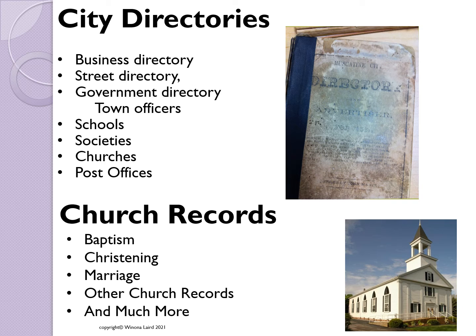Directories usually came out every 1 or 2 years. The format and contents vary from location to location, also the time and the publisher. The types of directories that we'll find are business directories, street directories, government, town officers, schools, societies, churches, and post offices. You can find city directories at Ancestry.com, MyHeritage.com, FamilySearch.org, and in the libraries and historical societies.